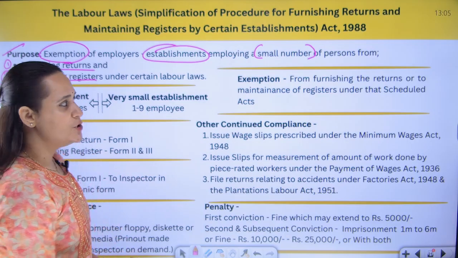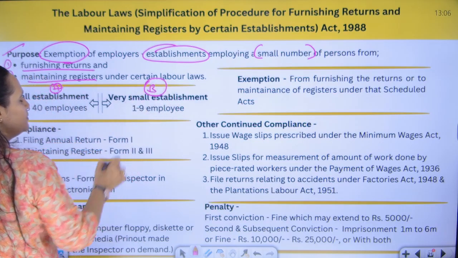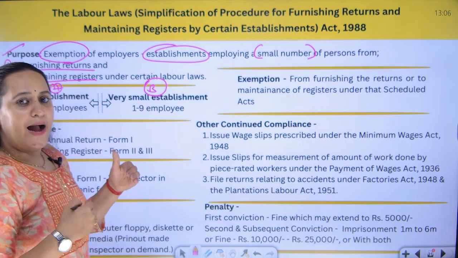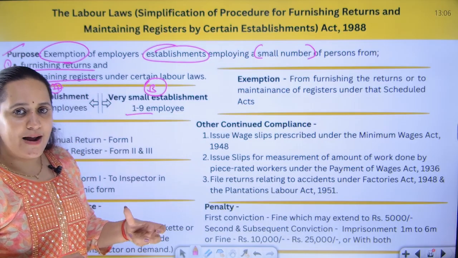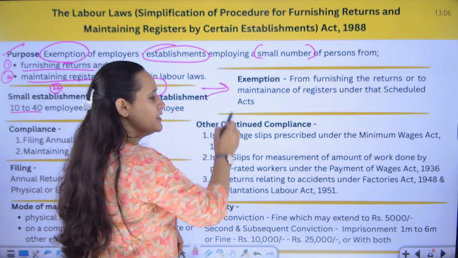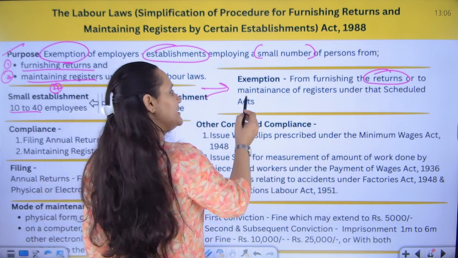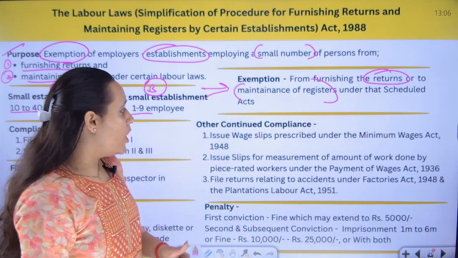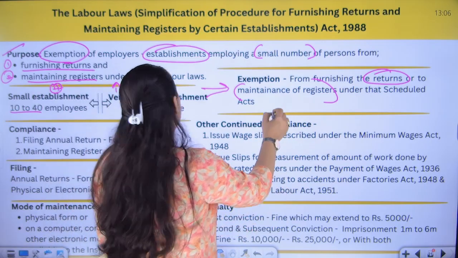What are these small establishments? We have two categories. One is small establishment and one is very small establishment. A small establishment is any establishment employing 10 to 40 workmen, and a very small establishment is one employing 1 to 9 employees. So if you come under the small and very small categories, then you can claim an exemption under the provisions of this act. And what is the exemption that is given? Two exemptions are given. First is exemption from filing annual returns, and second is exemption from maintaining registers. Under what? Under 16 enactments, and those 16 enactments are mentioned under Schedule 1.